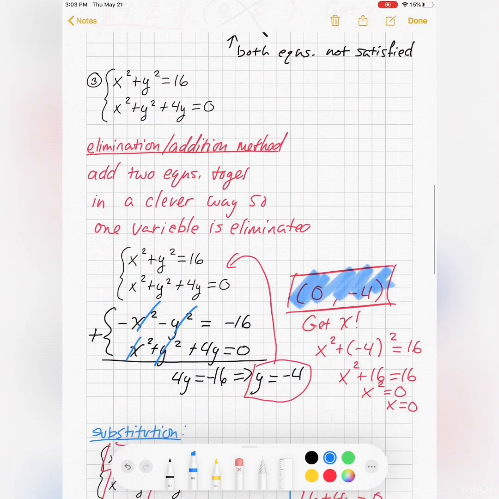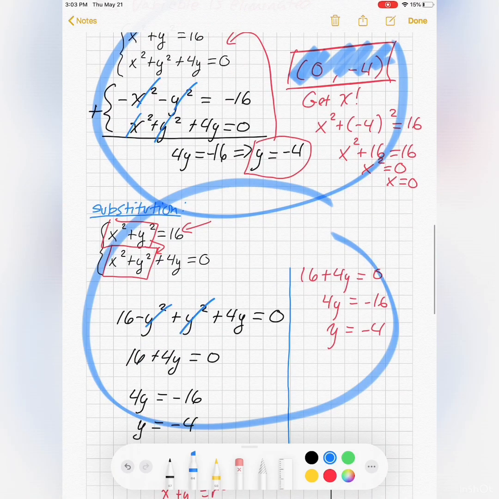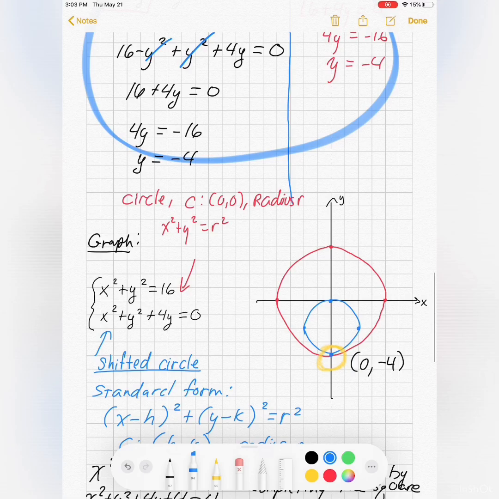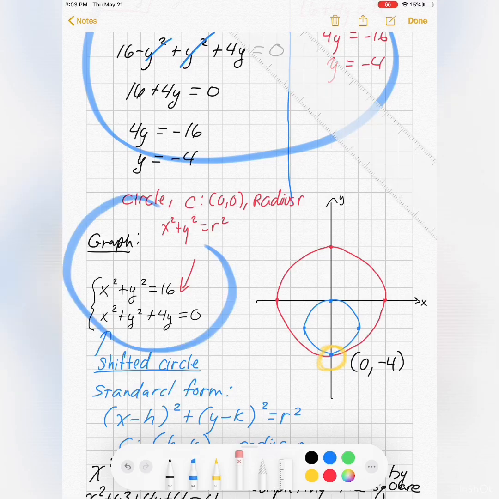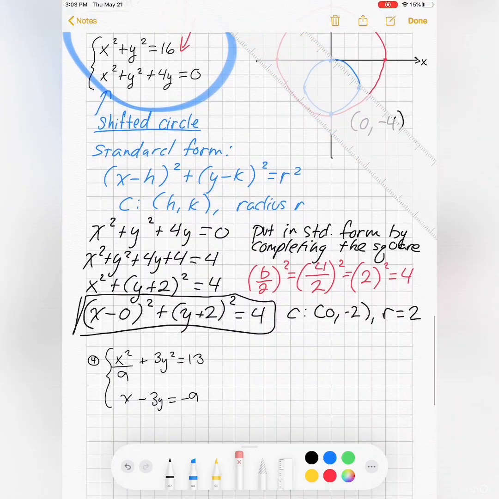So there are really two different things we're doing in this problem, right? We're solving the system, that's what we did here, or you could do it by substitution. And then we're creating the graph. To do that, I had to actually put the circles in standard form so I could read off the information that we needed.